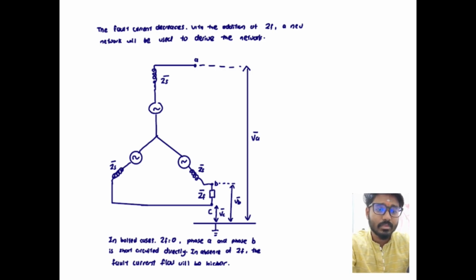A new network will be used to derive the new network, and in the case where ZF is equal to 0, phase A and phase B are short circuited directly. In the absence of ZF, the fault current flow will be higher. Thank you, that's all from me.